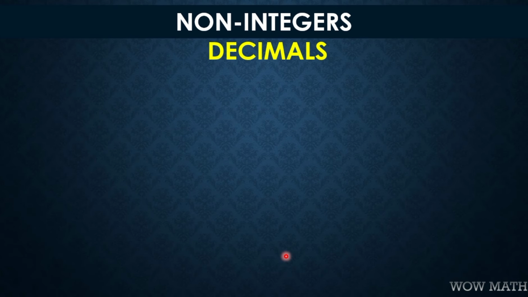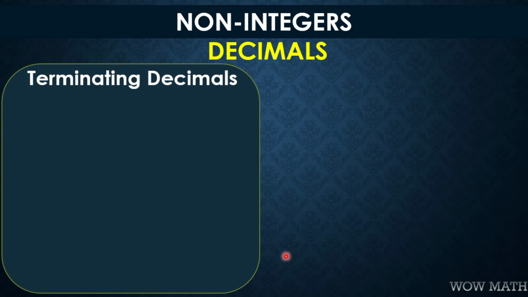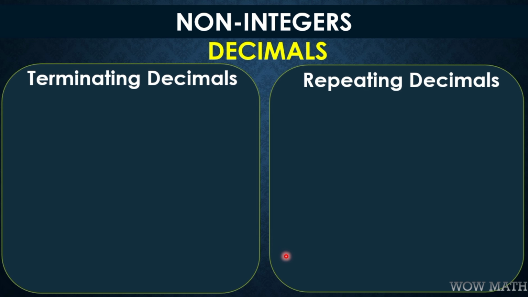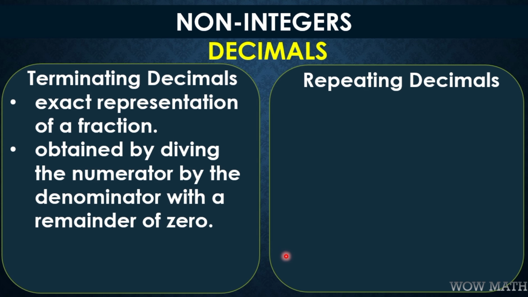Next, we have the decimals. So under decimals, we have two kinds of decimals under rational numbers, the terminating decimals and the repeating decimals. So let us discuss first the terminating decimals. A terminating decimal is the exact representation of a fraction. So what do we mean by exact?